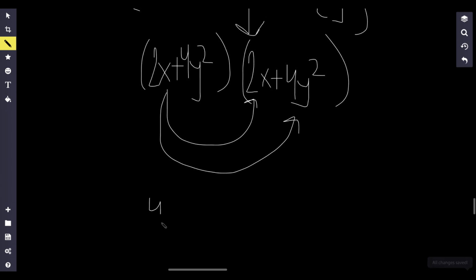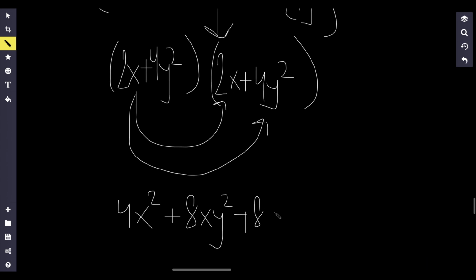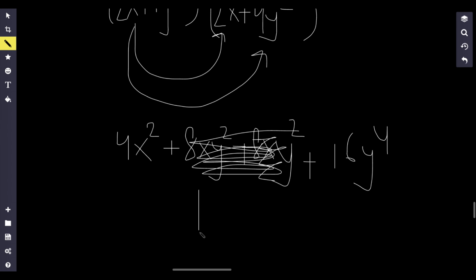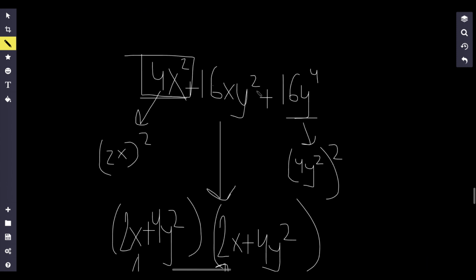So 2x times 2x is 4x squared. This is going to be equal to 4y squared. 2x times 4y squared is 8xy squared. 4y squared times 2x is going to be 8xy squared. And then 4y squared times 4y squared is 16y to the 4th. The 8xy squared plus 8xy squared is just going to be equal to 16xy squared. And, well, we are done.